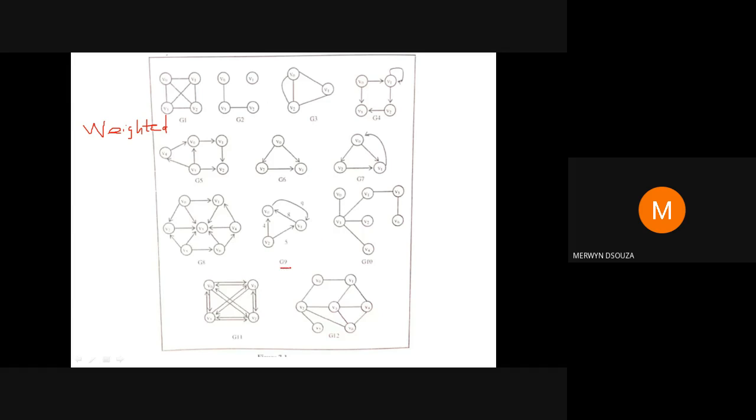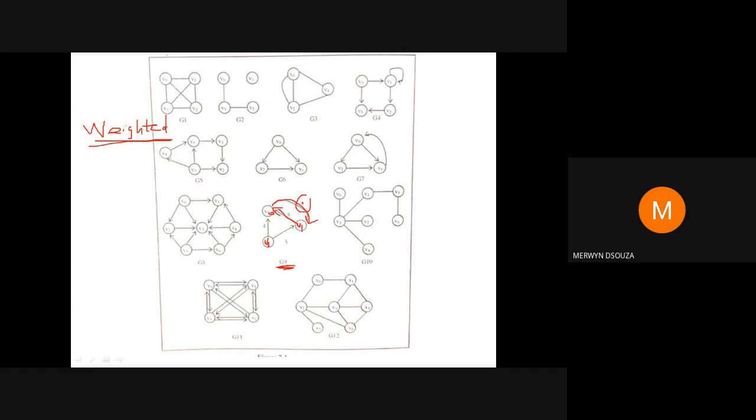For example, here is a graph G9. You can see here an example of a graph. Here you have vertices V0, V1 and V2. All these vertices are connected by edges. Now, one thing that you can notice is it's a digraph or a directed graph because there are directions. And the second thing you can notice is that on these edges, some non-negative values are mentioned. Any kind of graph which has some non-negative values mentioned is known as a weighted graph.